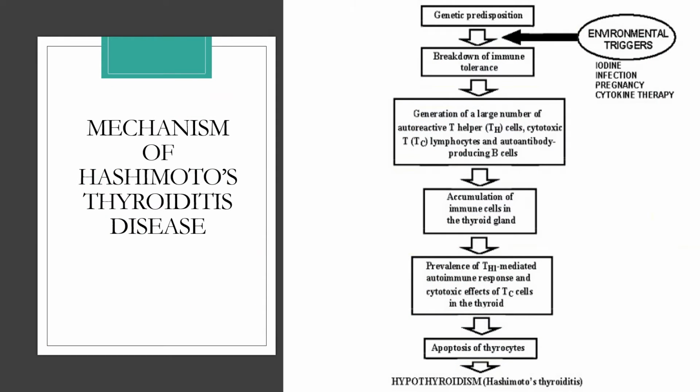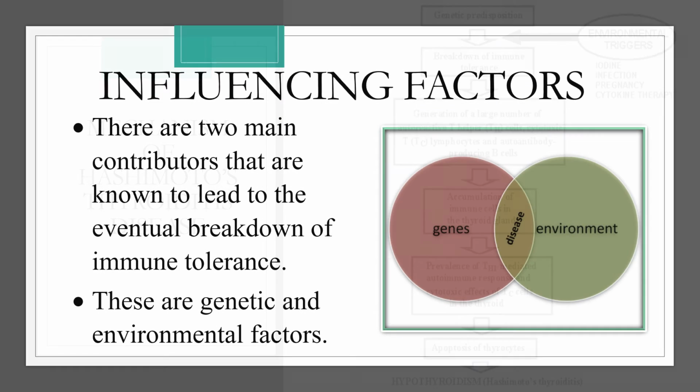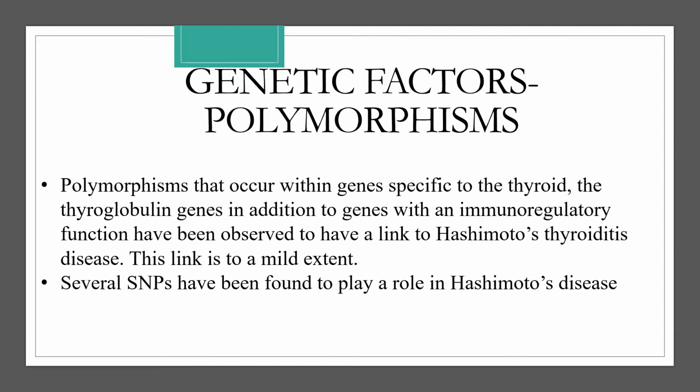This slide illustrates a flowchart which shows the factors involved that eventually lead to the development of Hashimoto's thyroiditis. So getting right into it, there are two main factors known to contribute to the breakdown of immune tolerance. These are environmental and genetic factors. Polymorphisms. When polymorphisms occur on genes that are specific to the thyroid gland, that individual is more likely to develop Hashimoto's thyroiditis. There are several SNPs that have been found to play a role in this disease.